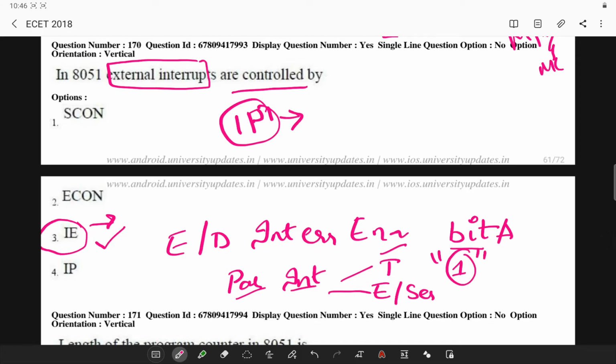Okay, and if the interrupt priorities are not programmed, then the microcontroller will execute in a predefined manner, namely INT0, TF0, INT1 and TF1.